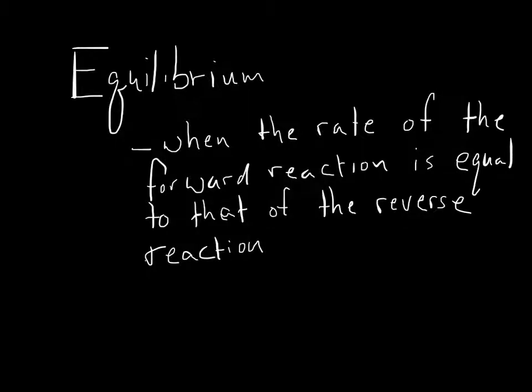Today's topic is equilibrium. Equilibrium in a chemical reaction is defined when the rate of the forward reaction is equal to that of the reverse reaction. So if we look at a reaction such as H2 plus I2 produces HI, and there would be two of them, okay?